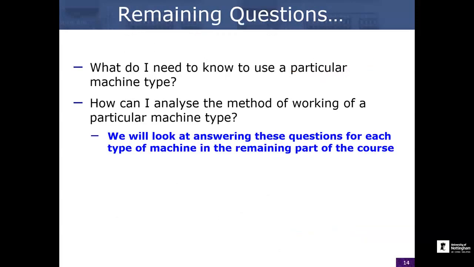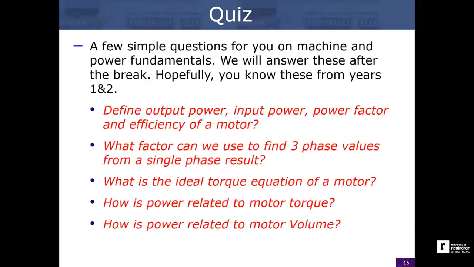So we have a few remaining questions. So what do you need to know to use a particular machine type? How can you work out the method of working of a machine? So this is where we'll start to diverge the course. So we'll be doing machine basics and magnetics over the remainder of the course, but we'll also be focusing into particular machine types, talking about them both in terms of fundamental characteristics and how they compare to other types.